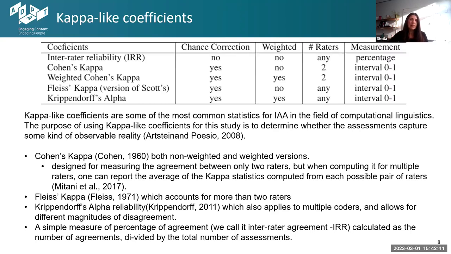Here, sorry for the bunch of text, this is just more or less a definition of each of the Cohen's kappa coefficients that I used. I used quite a few. I used Cohen's kappa, the weighted and non-weighted, Fleiss' kappa, Krippendorff's alpha, and also just an inter-rater reliability.